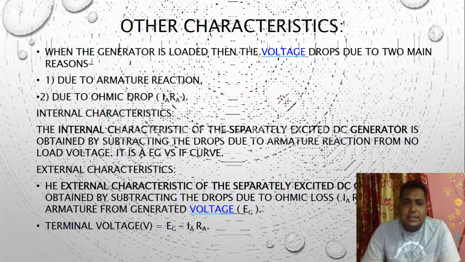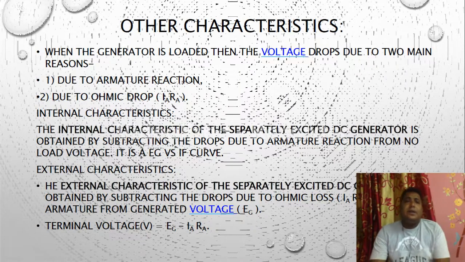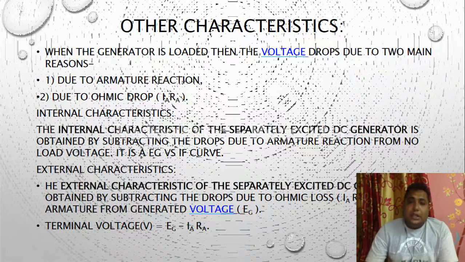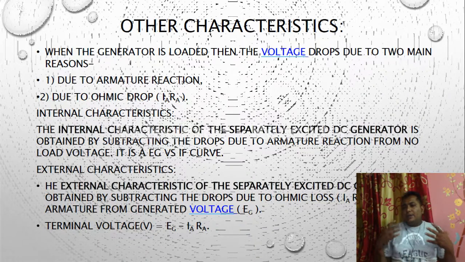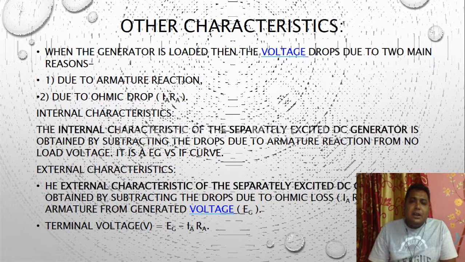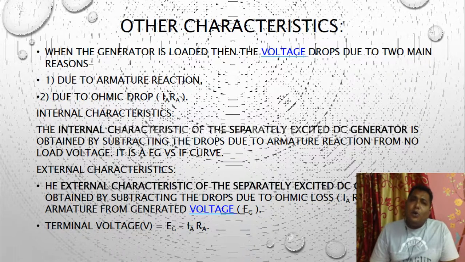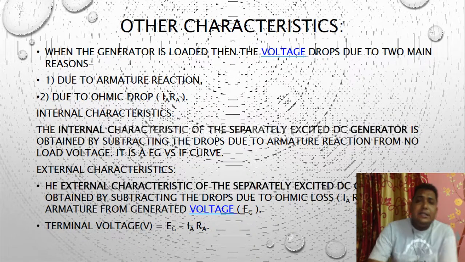Next, coming to the other characteristics. What we have to know here is that when the generator is loaded, the voltage drops due to two main reasons. In the last characteristics, the output terminals were open and no load was connected. But if a load is connected, two drops will appear. One is the armature reaction drop, and the second is the ohmic loss or the copper loss of the winding. Let us see what is written here.